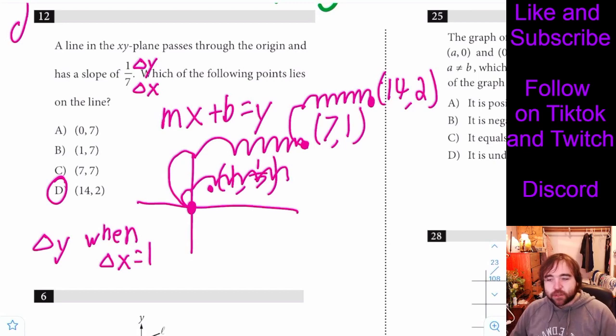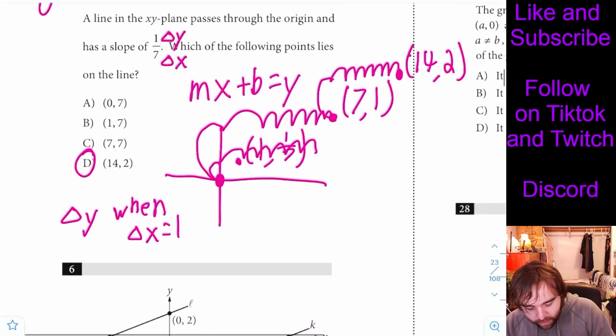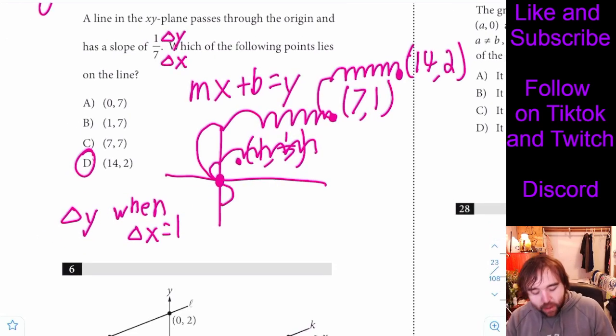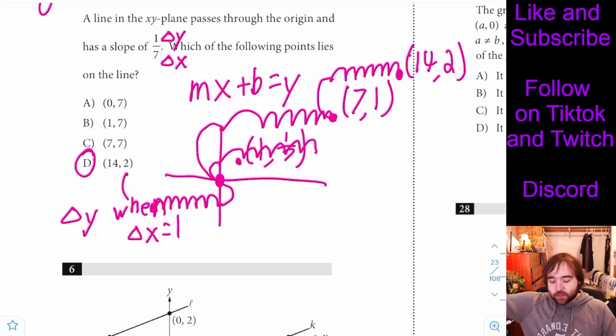So that's just counting out the slope. We could, of course, go the other way as well. If some answer choices were like that, we could go down by 1 and then over this way by 7. And what would that be? Well, we went to the left 7, so -7, and we went down 1. That would be another answer.